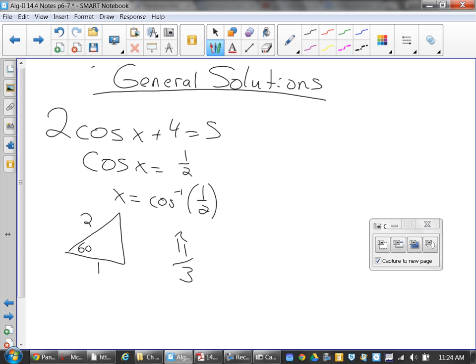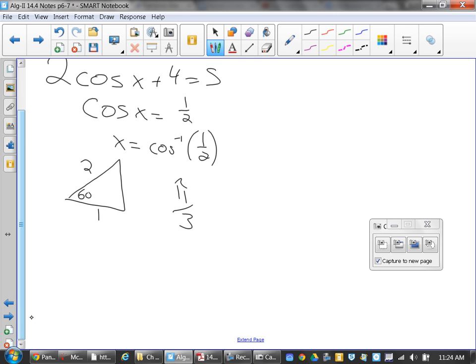What general solutions ask us to do is find what other angle also has a positive cosine value of 1/2. What quadrant would that be in? Where else is cosine positive? 1 and 4. Fourth, because it's your x values.